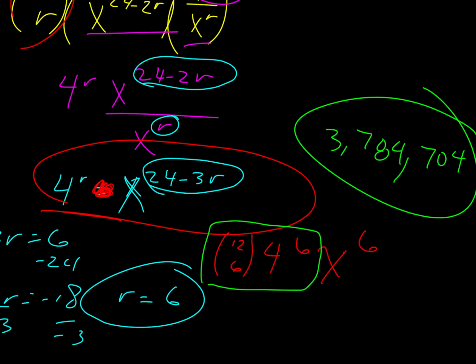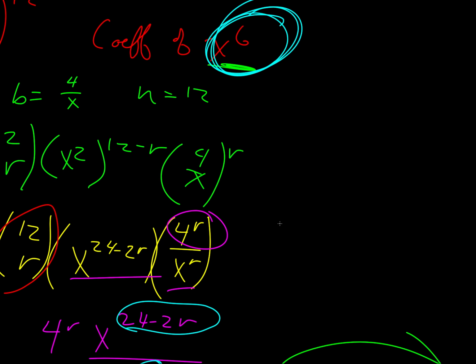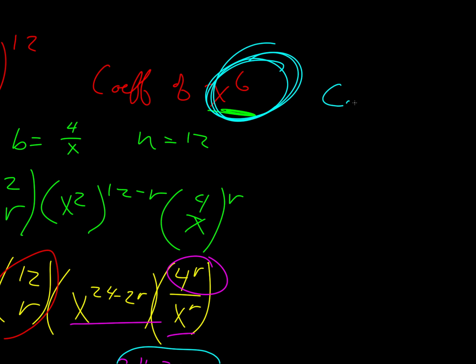Okay, and then the next question asks us the same, so it's part B. Instead of the coefficient of this, it wants the constant term.